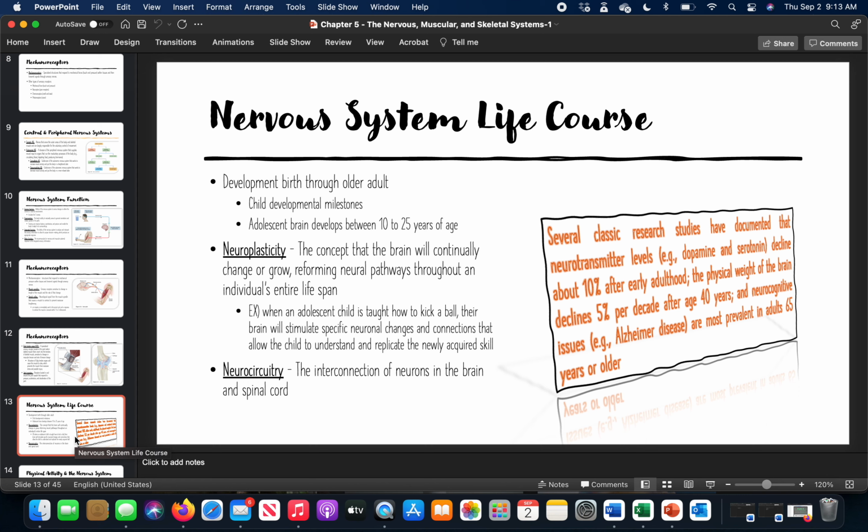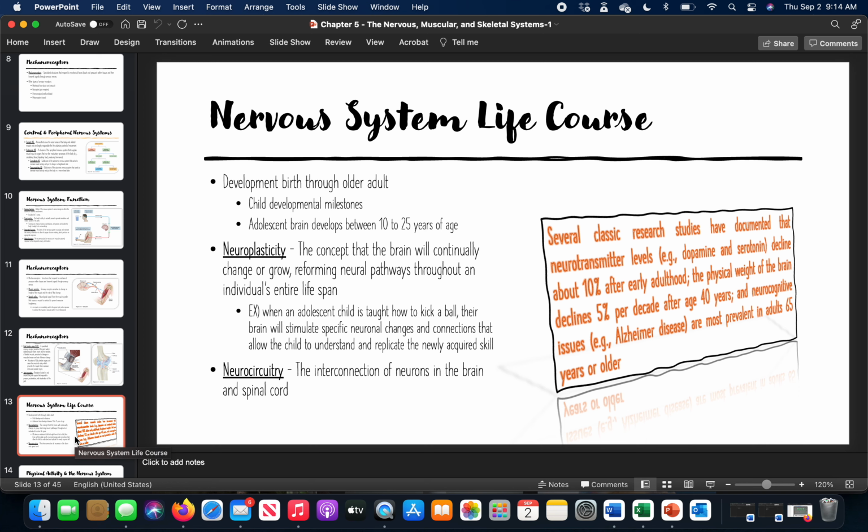So as we go through the life course here, there always is this sense of development as we go from younger to older, and then older to older adult, and then into senior, because there is this development, and then there's this decline in development, or decline in general. So there's no more development at that point. So really, if we look at it, there's a couple of concepts here: neuroplasticity and neurocircuitry.